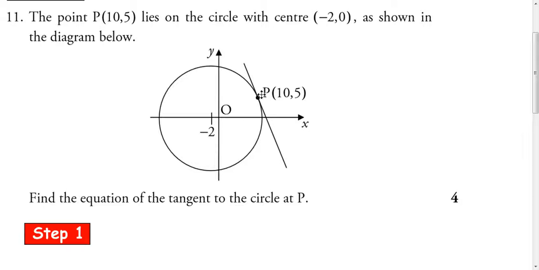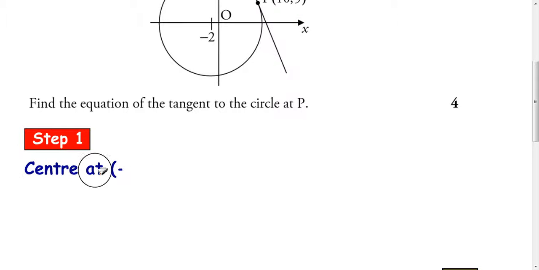So the technique here is just to find the gradient of the radius, use that to calculate the perpendicular gradient, and then use y - b = m(x - a) to get the equation of the straight line.